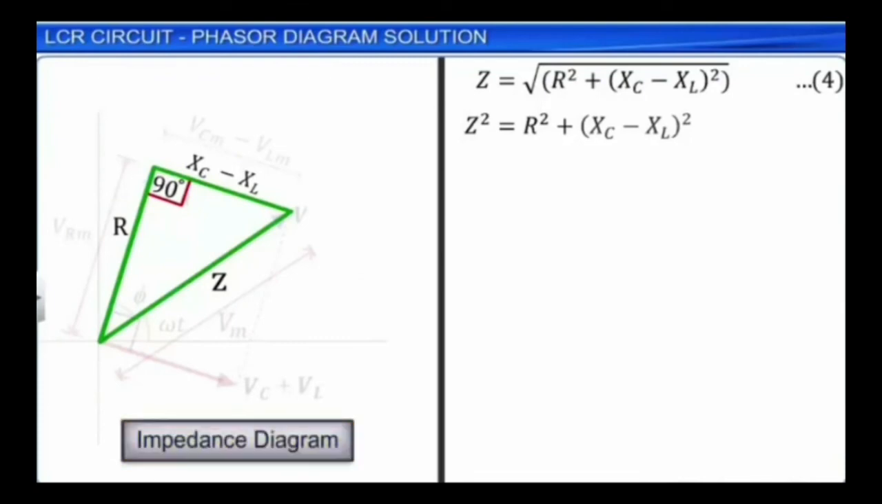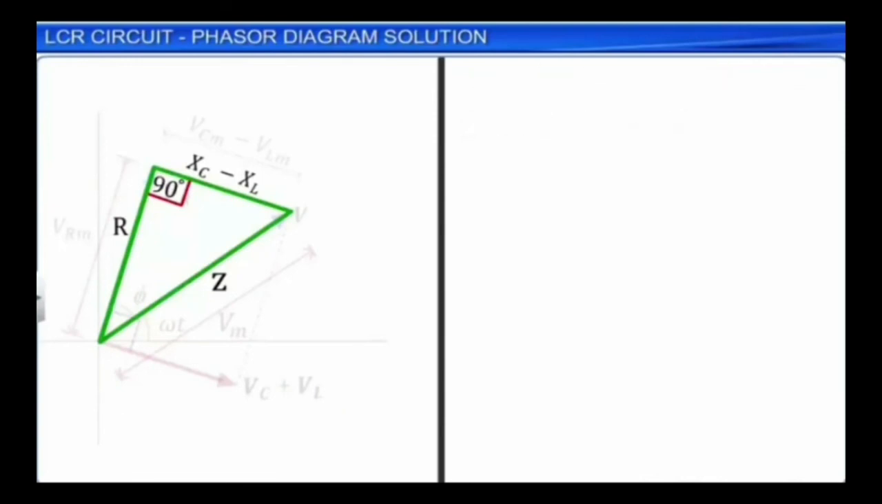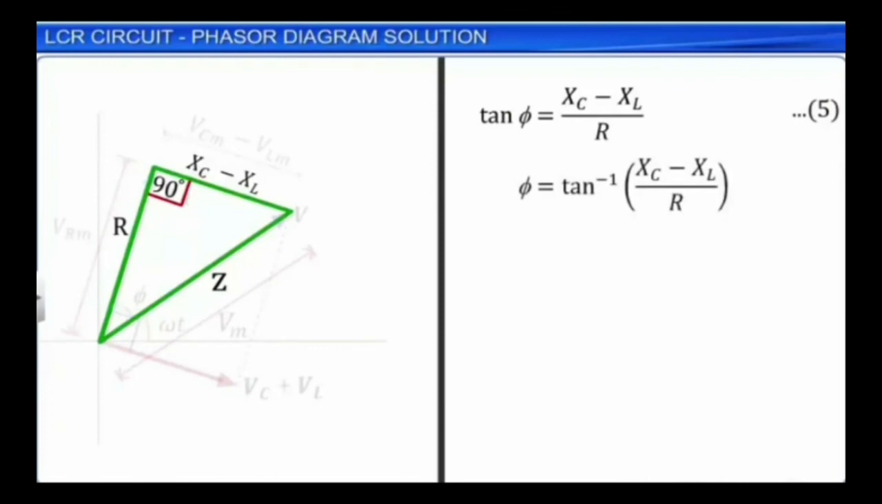Now, to find the phase difference between the voltage and current, which is phi, we take the impedance diagram again. So from this diagram, tan phi is equal to (XC minus XL) divided by R. Here, the sign of tan phi depends on whether XC is greater or less than XL. Hence, the phase difference phi can be written as tan inverse of (XC minus XL) by R.